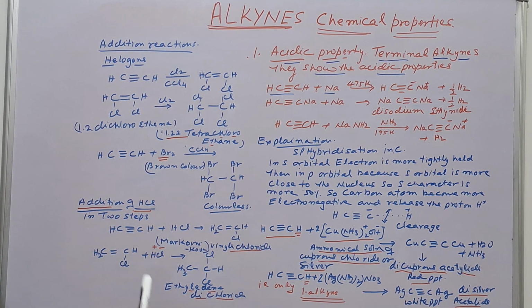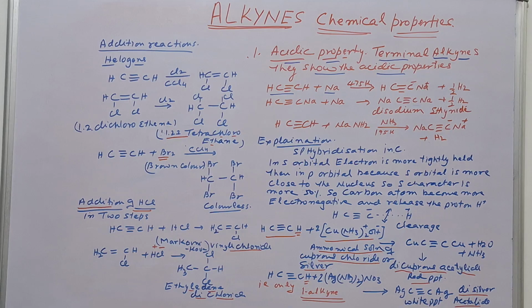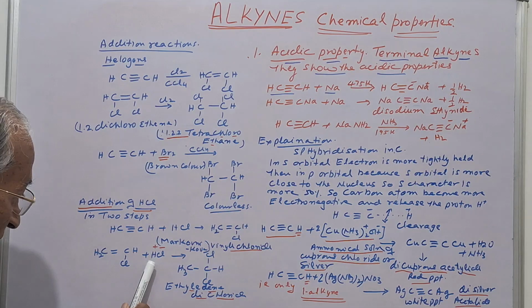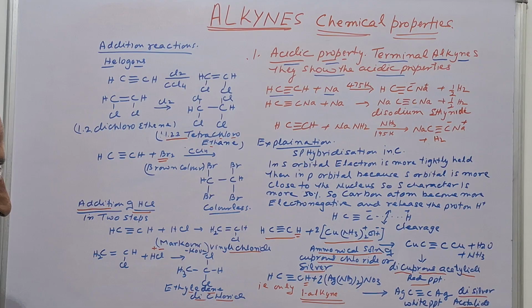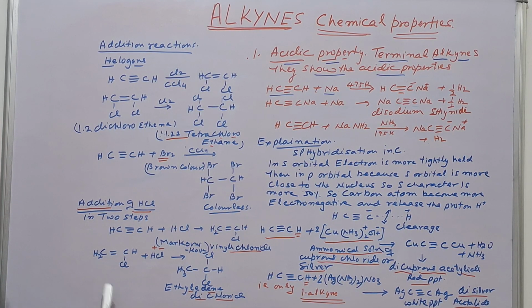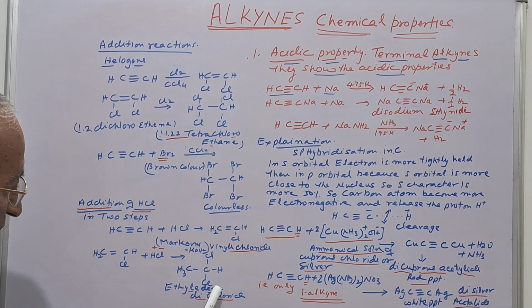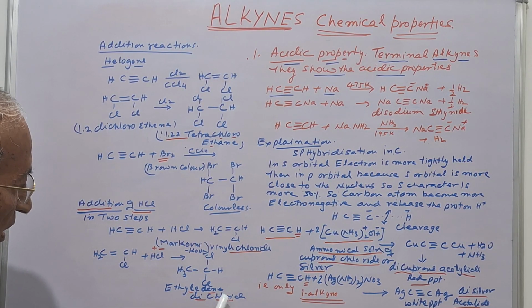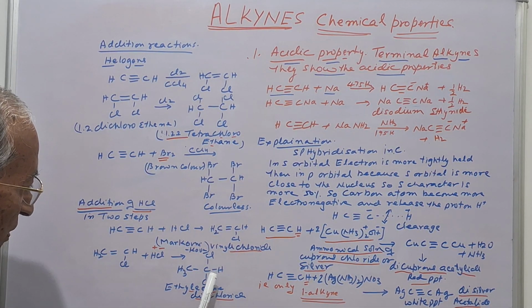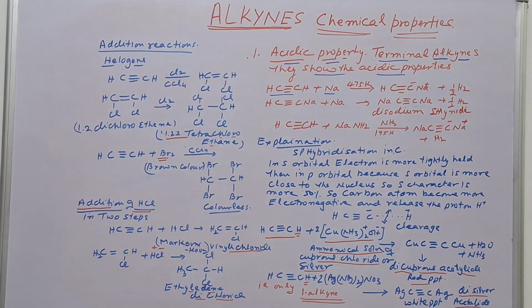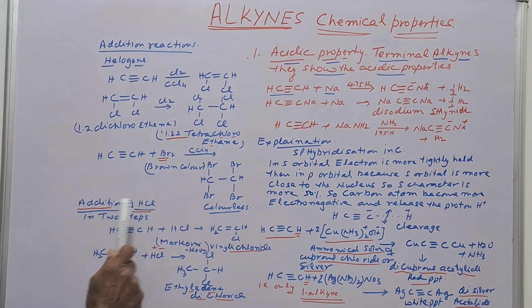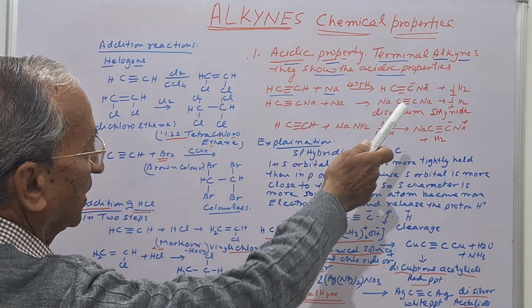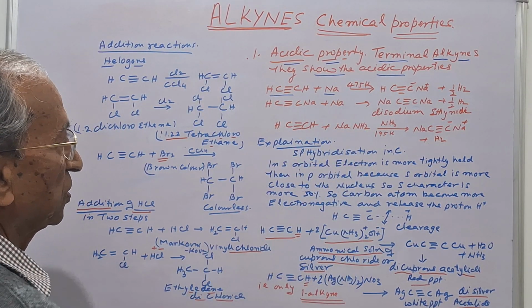Now listen, in the second step, how will this HCl act? Here it will follow Markovnikov's law: in the case of vinyl chloride, the negative part always goes to the carbon atom which has fewer hydrogen atoms. So vinyl chloride forms ethylidene dichloride, that is, the second chlorine goes to the carbon atom having fewer hydrogen atoms. So this is the addition reaction of the halogens and the addition of HCl, and here I explained that the terminal alkynes show the acidic property.